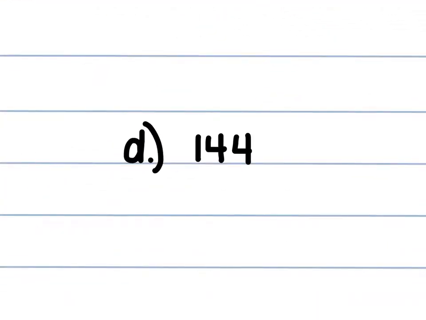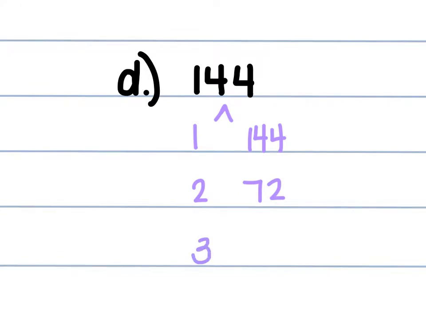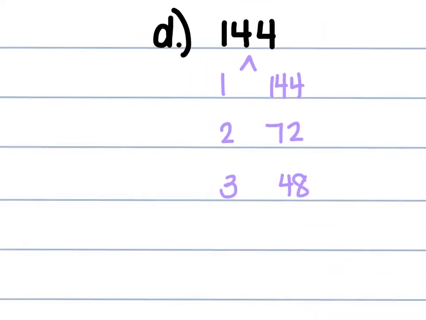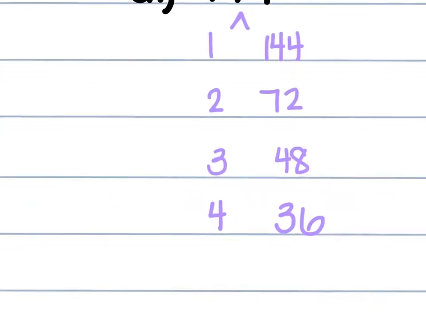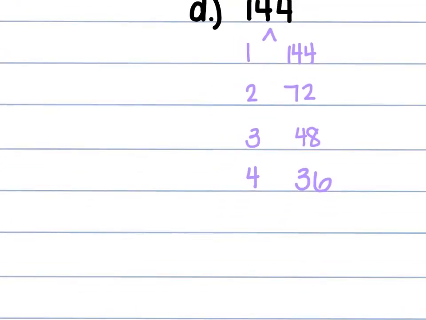If we look at D, we have 144, so that's 1 and 144. We also have 2 and 72. 3 goes into it evenly as well, 48 times. The 4 goes into it as well, so 4 goes into 14 3 times, with 2 left over, 4 goes into 24 6 times. 5 does not go into it evenly. It's divisible by 2 and 3, so 6 goes into it evenly. And 6 times 24 is 144. 7 does not go into it evenly.